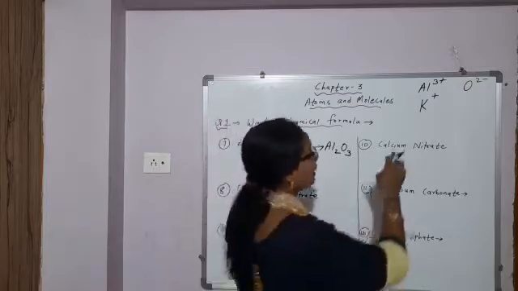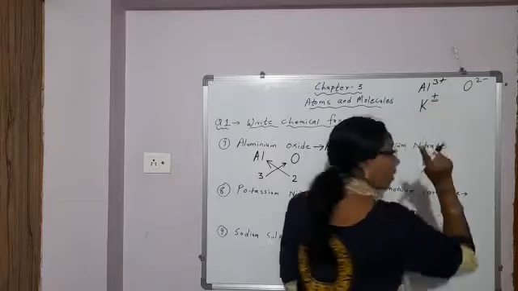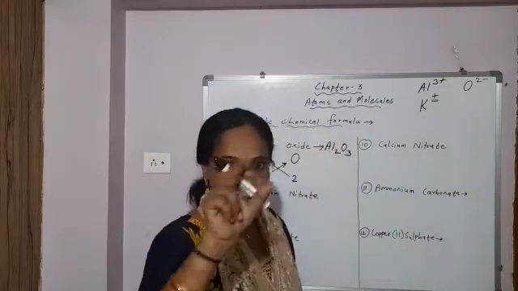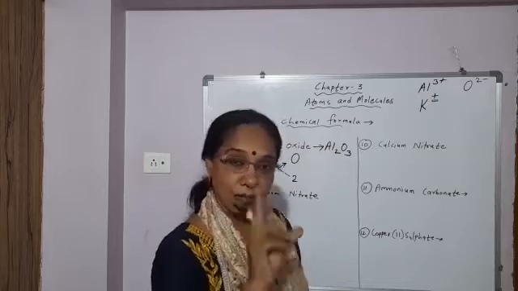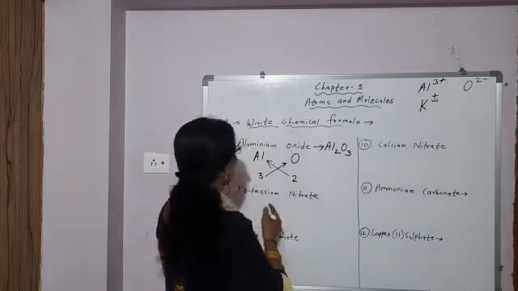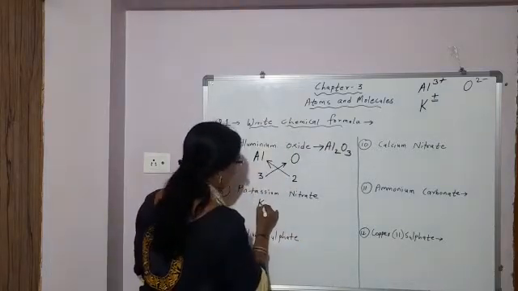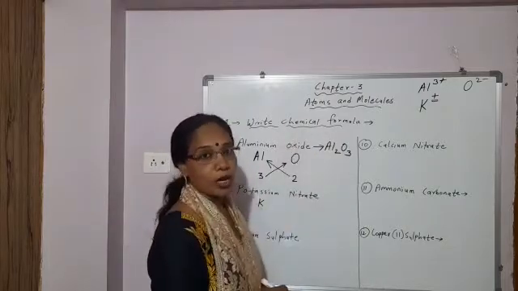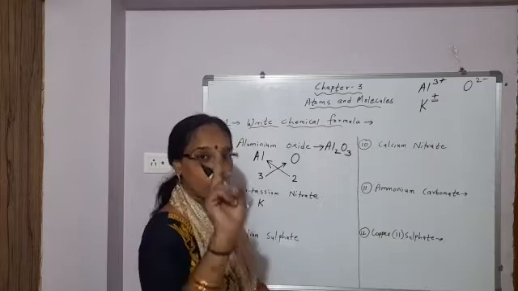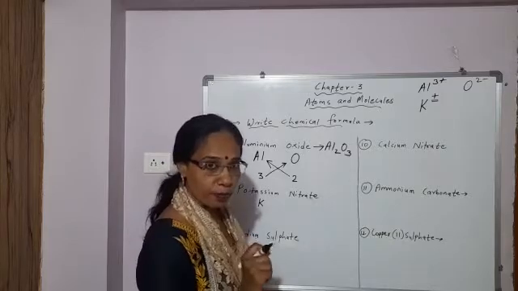So potassium, it is losing how many electrons? 1 electron. Plus means 1 plus. It is losing 1 electron. So what is valency of potassium? 1. So write the symbol of potassium K. K plus means it is losing an electron. How many electrons is it losing? 1. So what is valency of potassium?